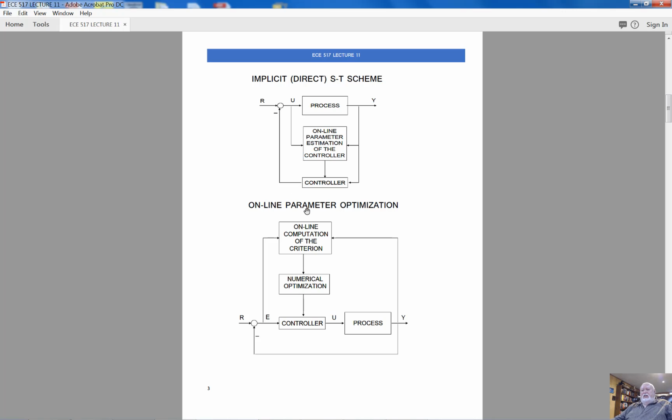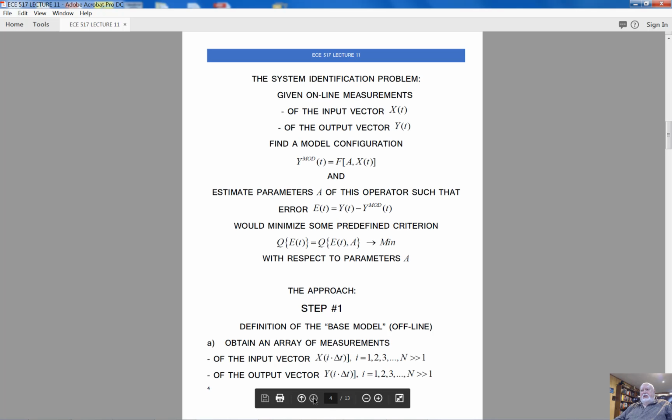Now, this criterion obviously depends on the parameters of the controller, and we do have numerical optimization procedures that could reshuffle parameters of the controller, variate parameters of the controller in such a way that the criterion would be driven to its minimum, and therefore our control system would operate as good as it possibly can operate.